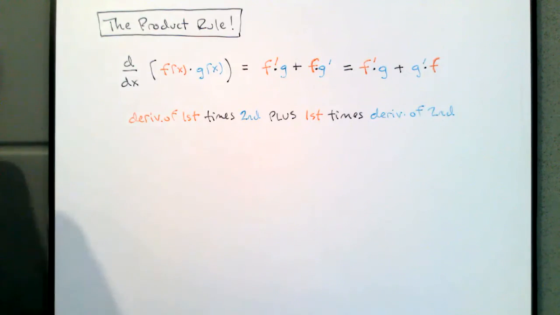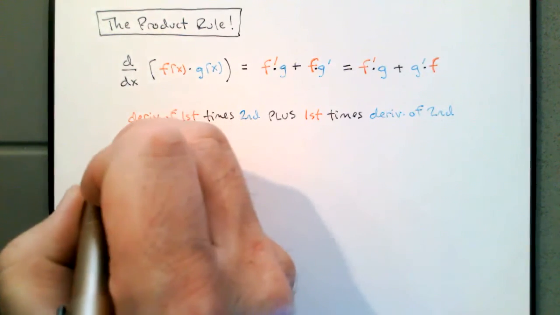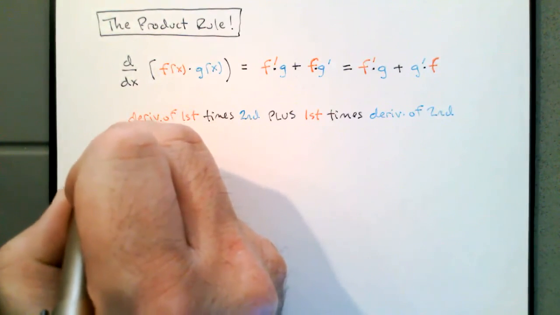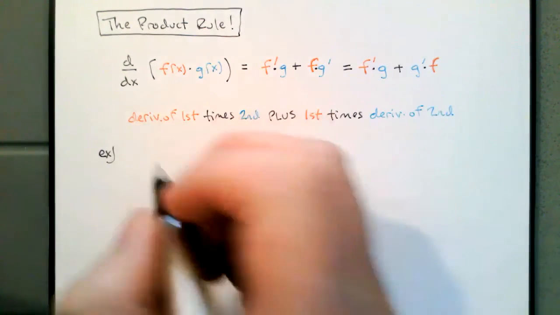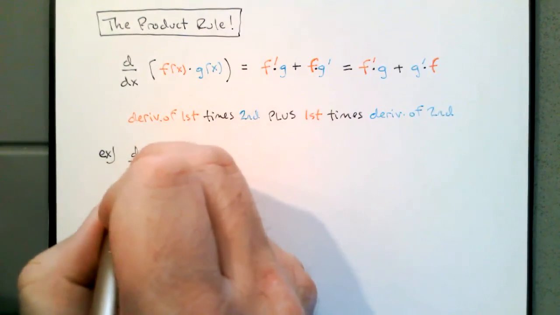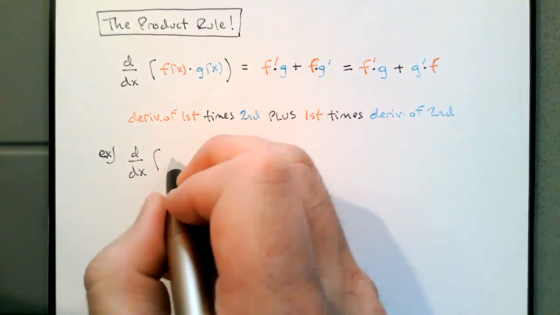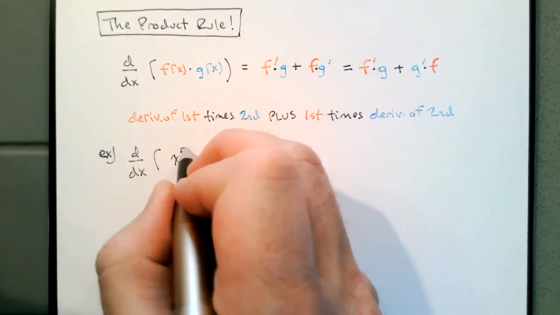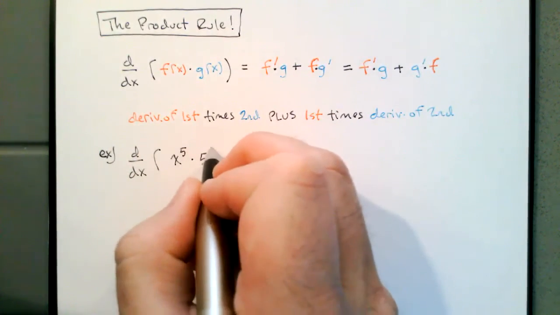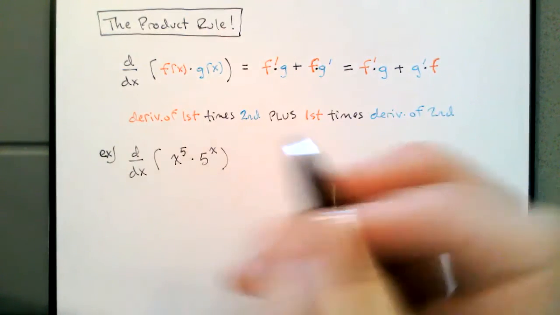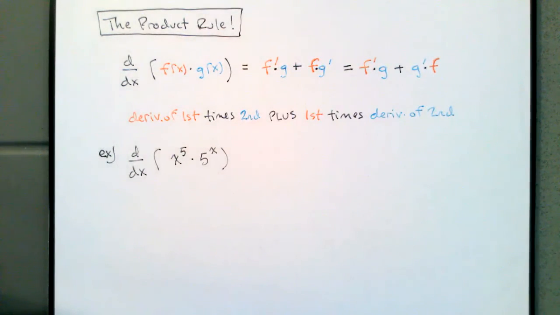Let's do an example. Let's suppose that we want to take the derivative of x to the fifth times 5 to the x. Before, when we did x to the fifth plus 5 to the x, we just went a term at a time and life was simple. But now we're going to have to figure out these parts.